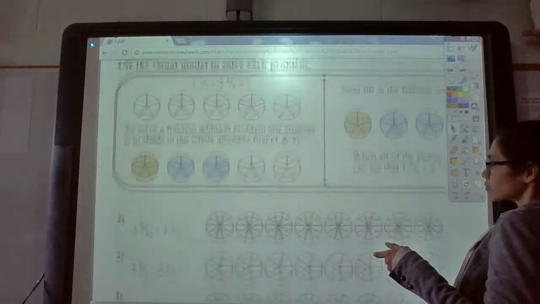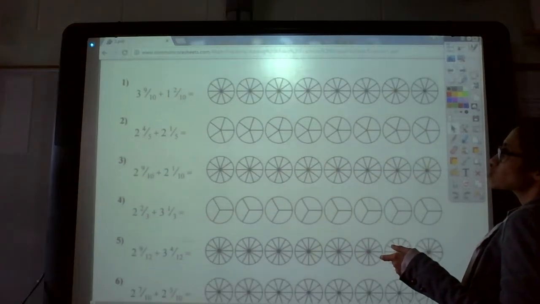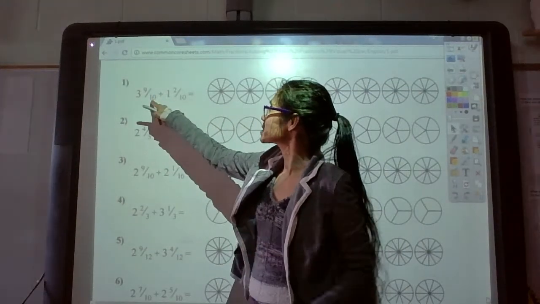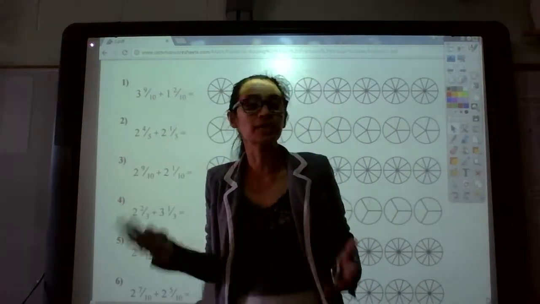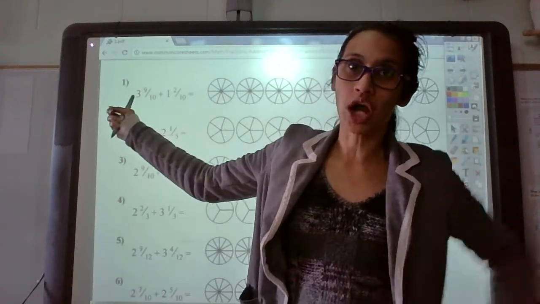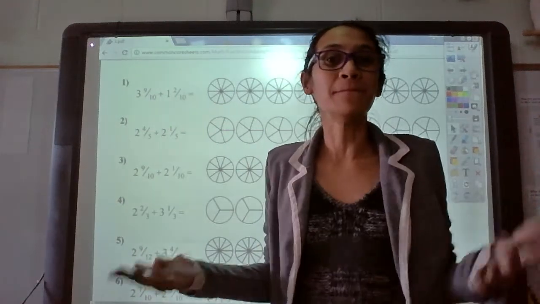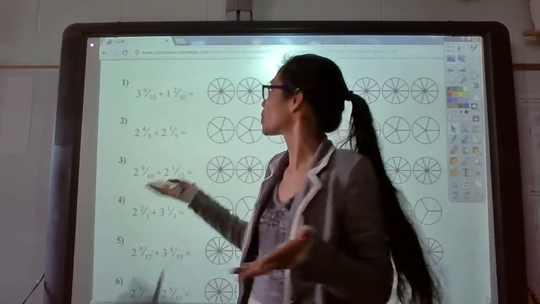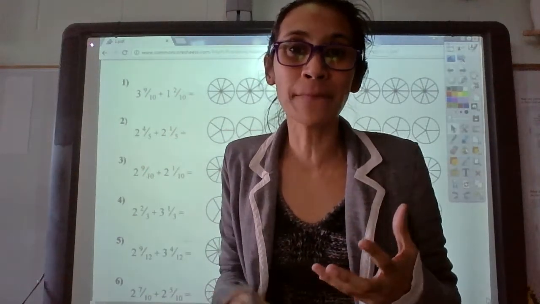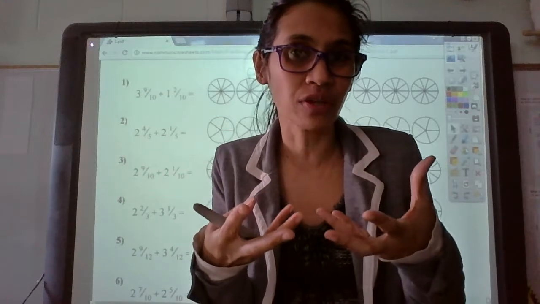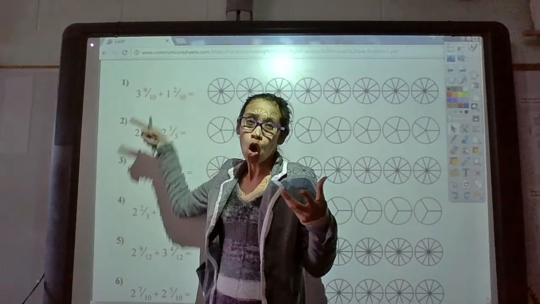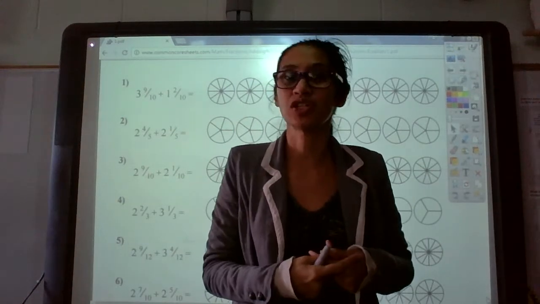Can you see that? Now, look at number 1. It says 3 9/10 plus 1 2/10. Before we begin working that out, do you know what kind of numbers these are? These are mixed numbers. Why is it a mixed number? Because it is a whole number and a fraction put together. There's a whole number and a fraction together. We call that a mixed number, okay?